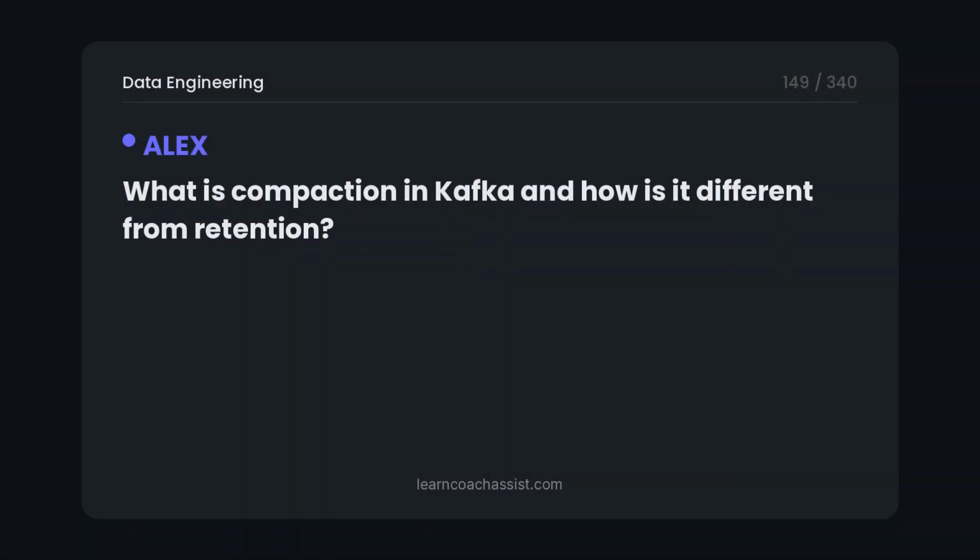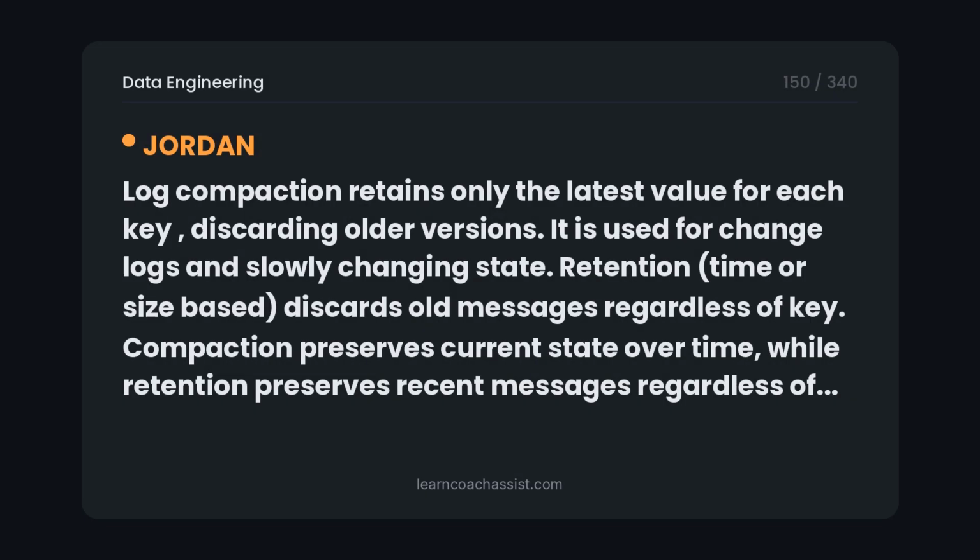What is compaction in Kafka and how is it different from retention? Log compaction retains only the latest value for each key, discarding older versions. It is used for change logs and slowly changing state. Retention, time or size-based, discards old messages regardless of key. Compaction preserves current state over time, while retention preserves recent messages regardless of content.